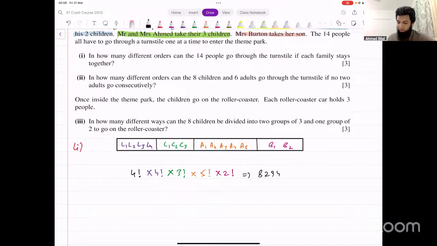829,440. That's the result that we get from this. Okay. That was fairly straightforward, a pretty standard arrangement question. Let's look at the second part now.